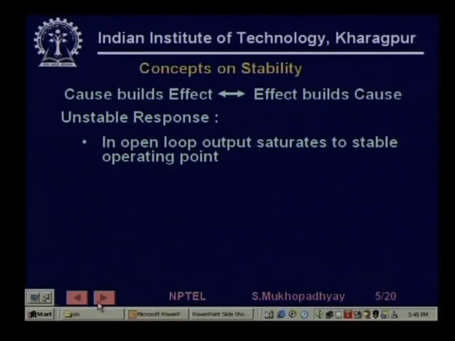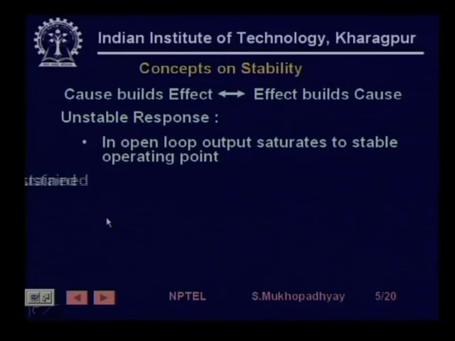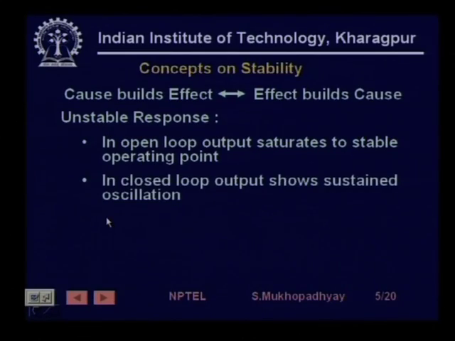Now, you can always, if you use a controller, one of the jobs of the controller is to operate a plant around unstable open loop points. That is why control is used in many cases, for example in process control, in aircrafts and also in motors.